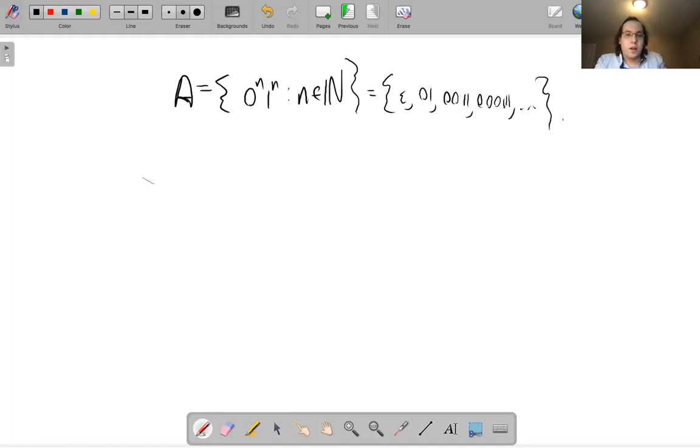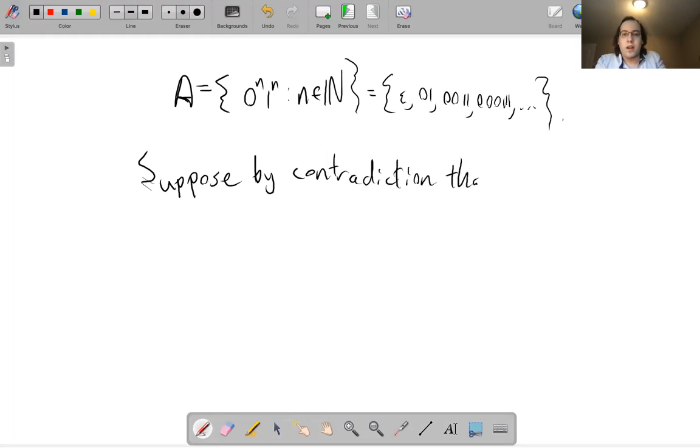So let's suppose, by contradiction, that A is regular.